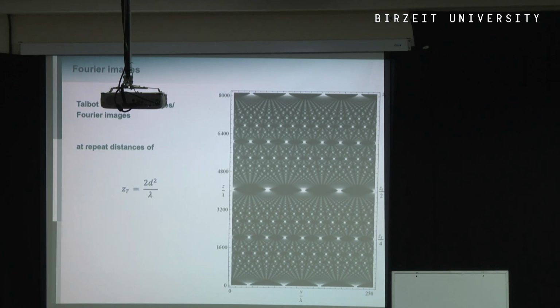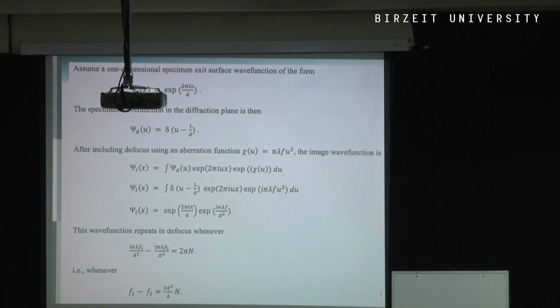And they describe the fact that under a near-field approximation, as you change the defocus of the imaging lens, the image repeats in even steps of defocus, and those steps in defocus are given by twice d squared over lambda. Lambda is the wavelength, in this case of electrons, and d is the dominant periodicity in the image, which repeats. And again, just as before, it's possible to derive this formula. It's easiest to derive it for a single spatial frequency.